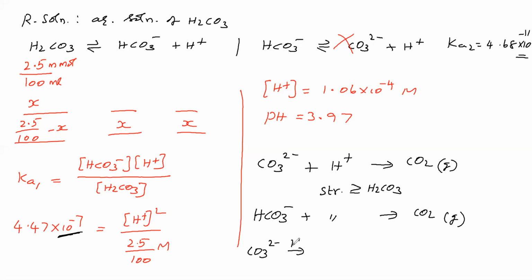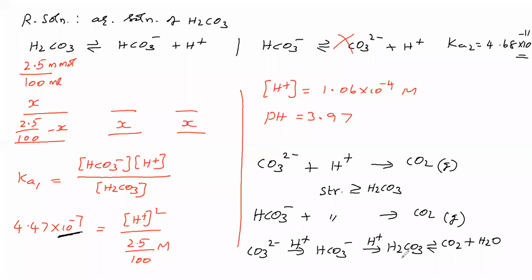We have added HCl. Carbonate is converting into bicarbonate. Then on further adding HCl, bicarbonate is converting into carbonic acid. Carbonic acid is nothing but carbon dioxide plus water.